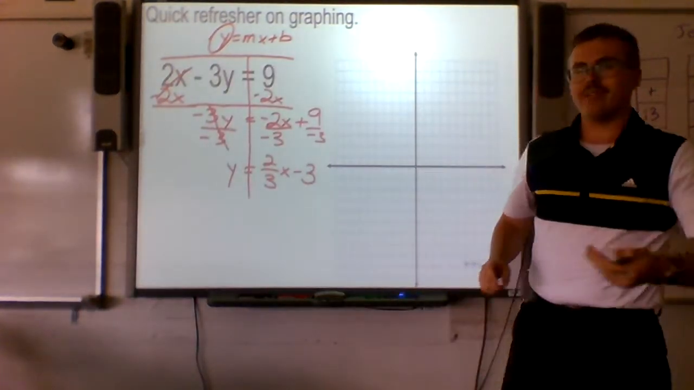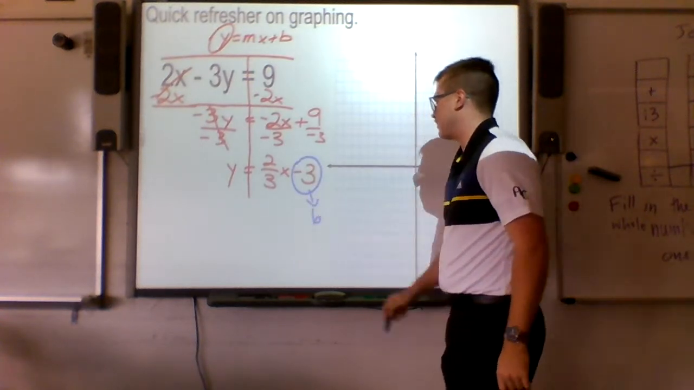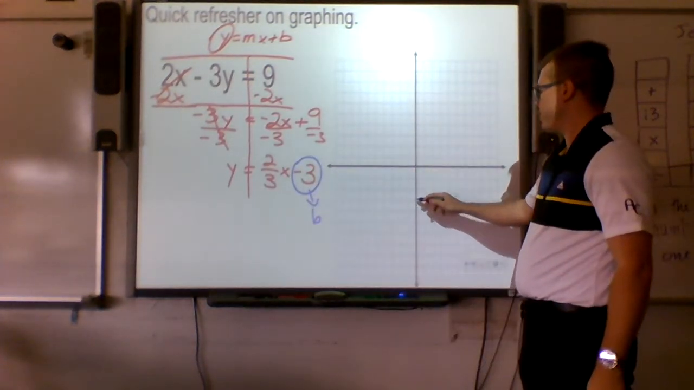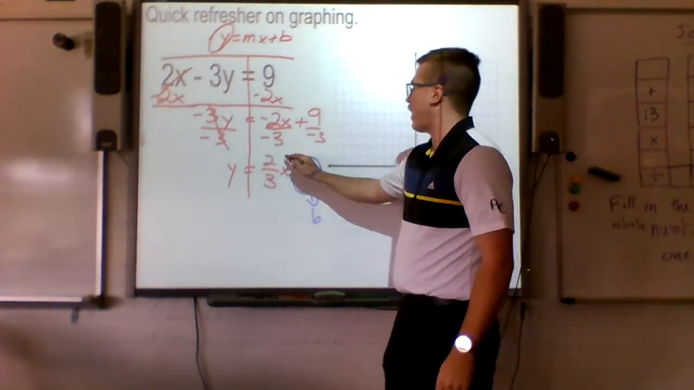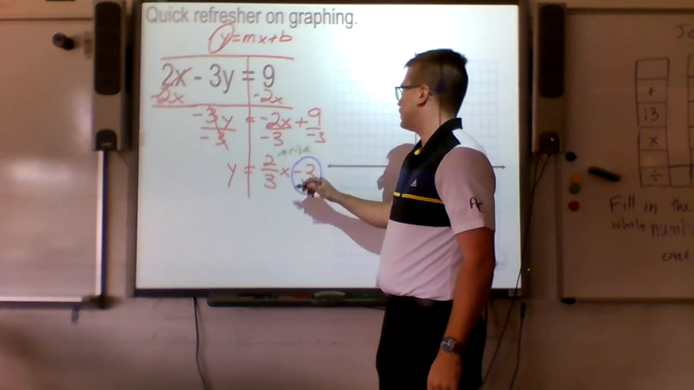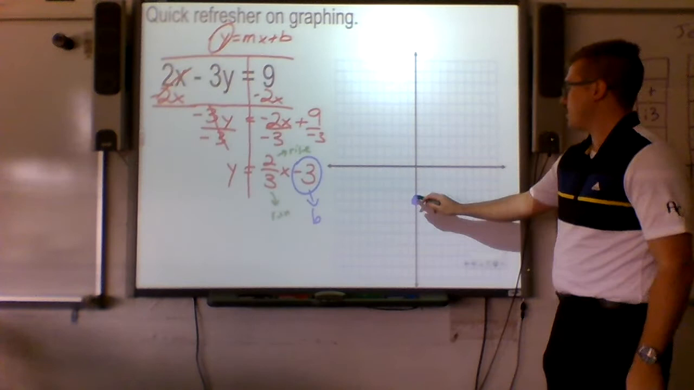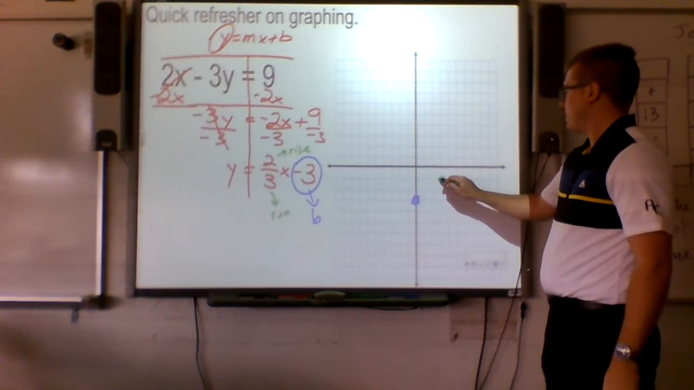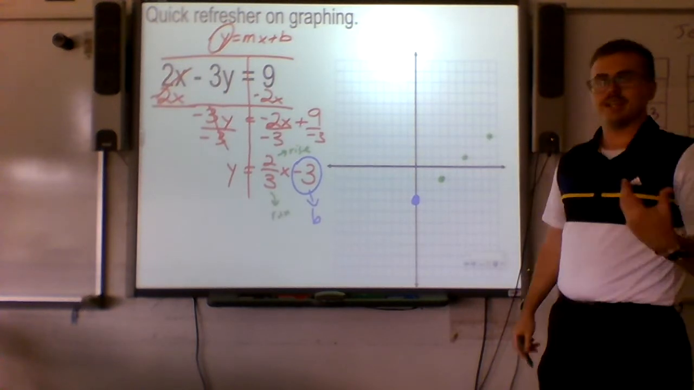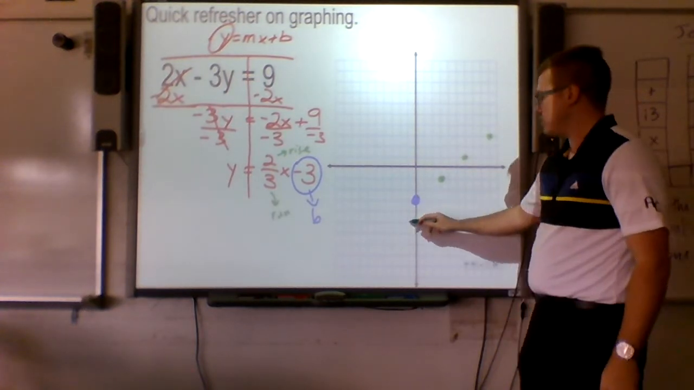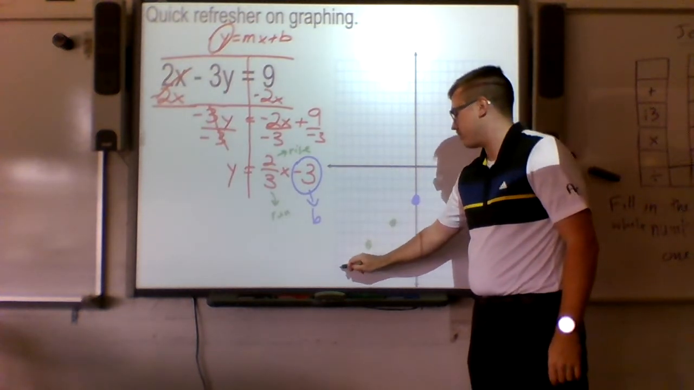So then when we put this on the graph, our first point is at the y-intercept of negative 3. So I'm going to go down 3. Then from there, my rise is 2. My run is 3. So that means I go up 2, right 3. Up 2, right 3, up 2, right 3. And I can do the opposite of that. I can go down 2, left 3, down 2, left 3, down 2, left 3.